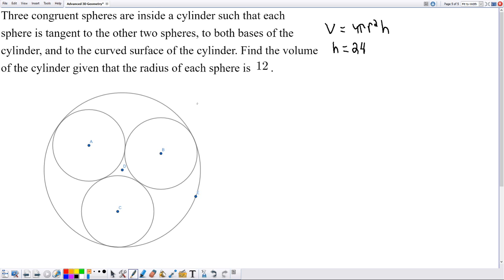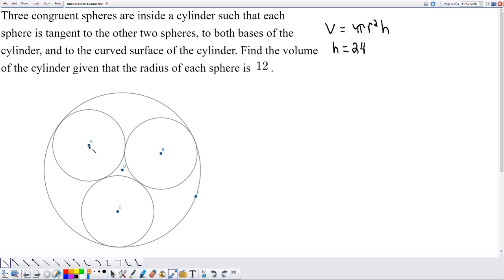Okay, now we have to find the radius of the cylinder. Well, that means we need to find some sort of length from the center point D, like from D to E or something. But the only information we're given is that each radius of the sphere is 12. Now, what we could do is make some triangles.